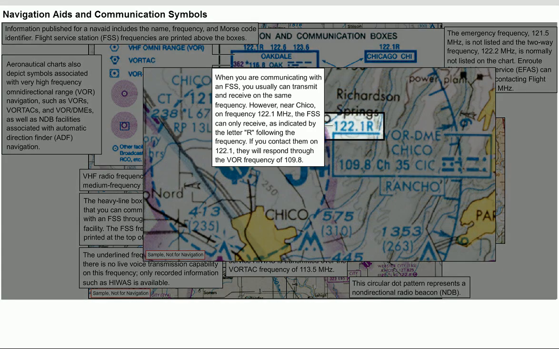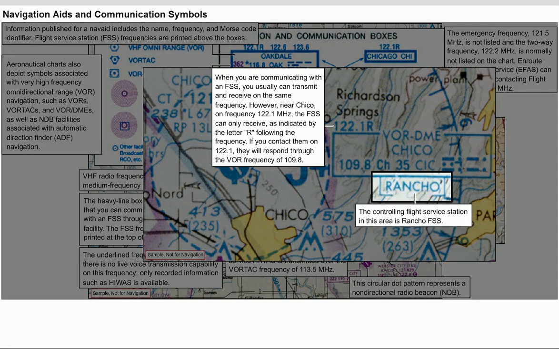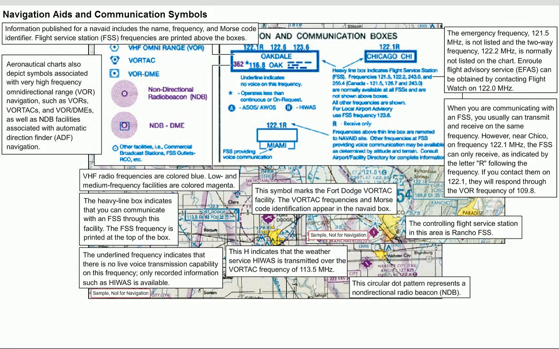or NDB. When you are communicating with an FSS, you can usually transmit and receive on the same frequency. However, sometimes you use two separate frequencies. In this example, near Chico, you must transmit to Rancho FSS on 122.1 MHz and receive the reply on the VOR DME frequency of 109.8. When the FSS cannot transmit but only receive on a certain frequency, the letter R follows the frequency listing. The controlling flight service station in this area is Rancho FSS.